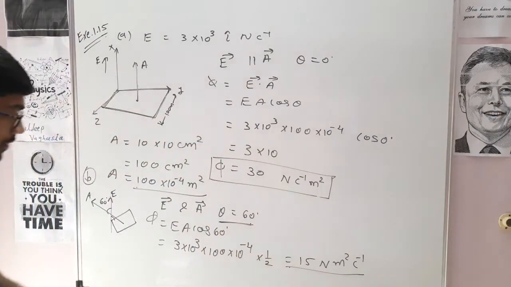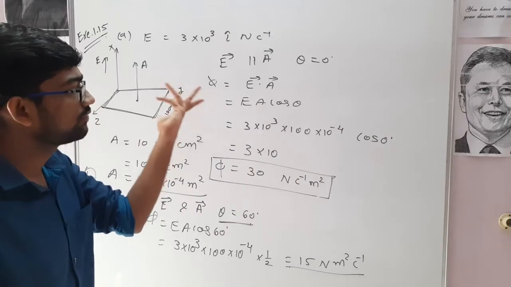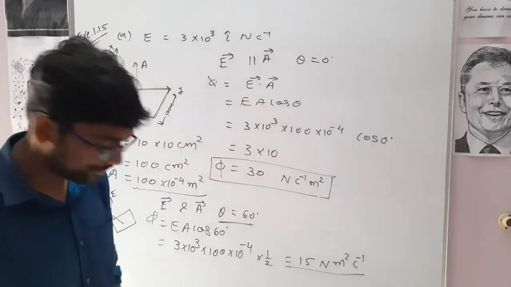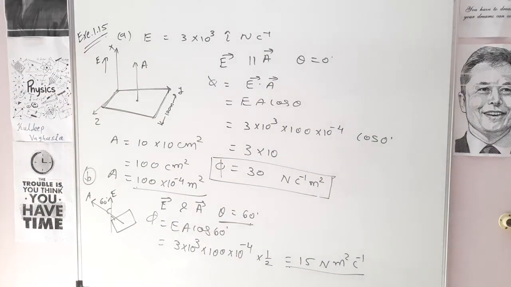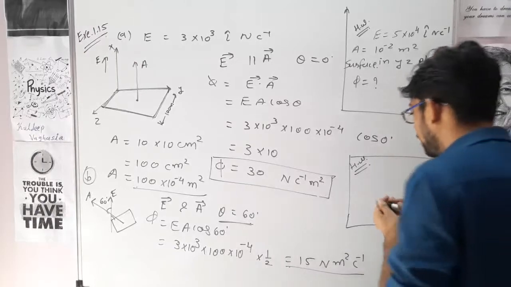Done. So આમાં θ 60 આવશે અને θ 0 આવશે. Equation is same. The flux phi is equal to EA cos θ. Done? Note down it. This type of same question you have to solve in homework.